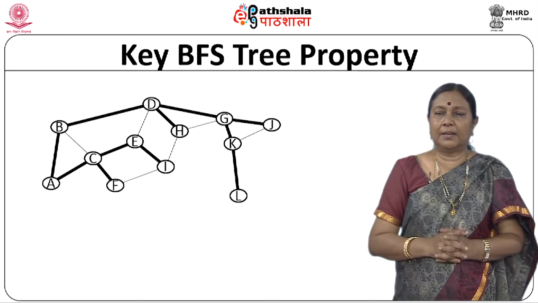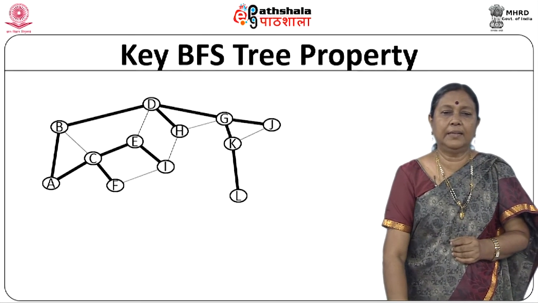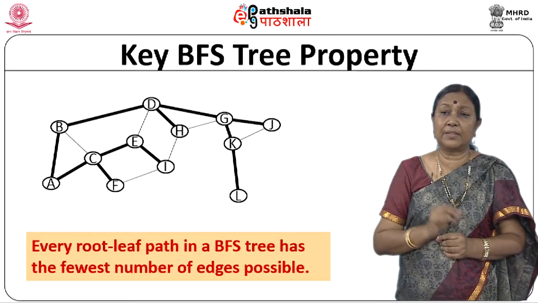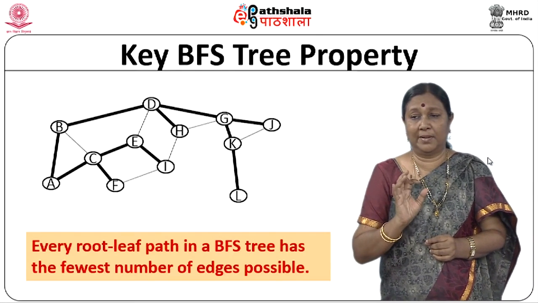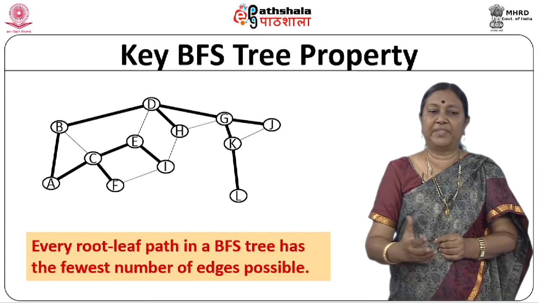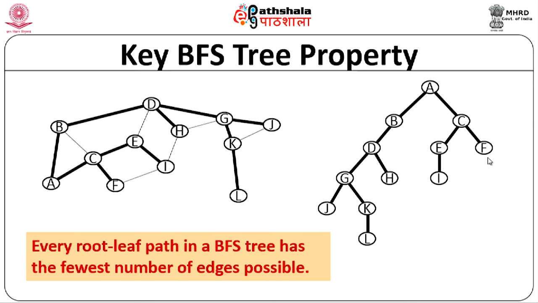Now, the key BFS tree property is that every root-to-leaf path in a BFS tree has the fewest number of edges possible. That is the property of a BFS. By nature of definition, it has the fewest. You will not take just any path from the root to the leaf; you will find that path which has the least number of edges.